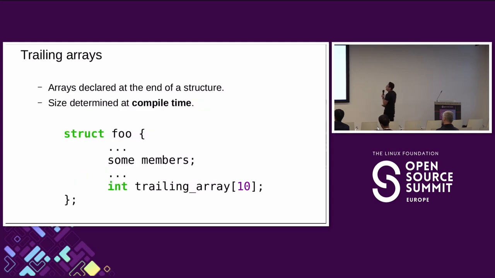A special use case for arrays is when we need to use them in structures, of course. And particularly when we use them at the end of structures, we are going to say that those are trailing arrays. So again, the size of this trailing array is clearly well-defined at compile time.